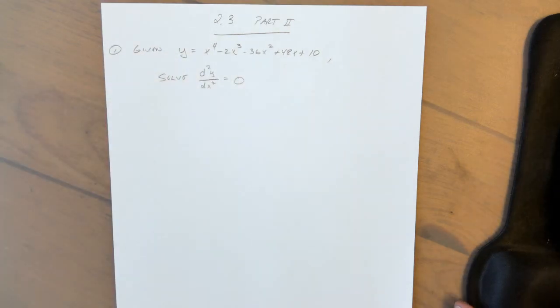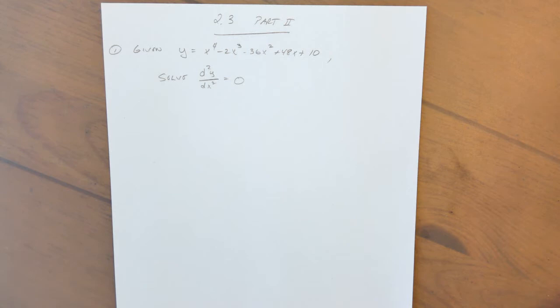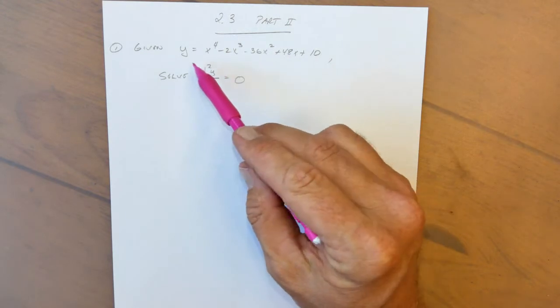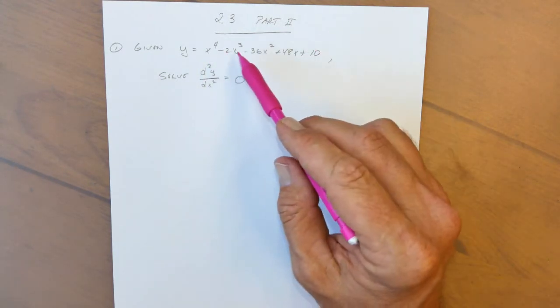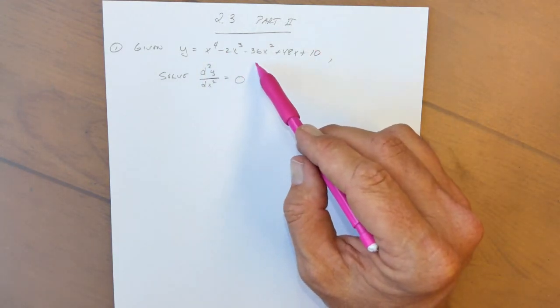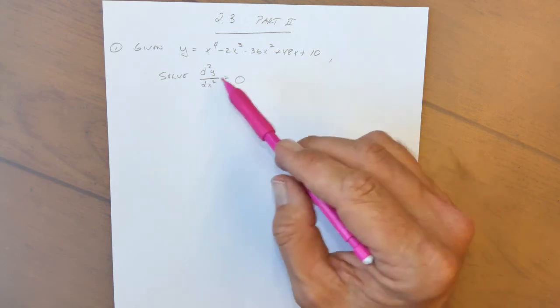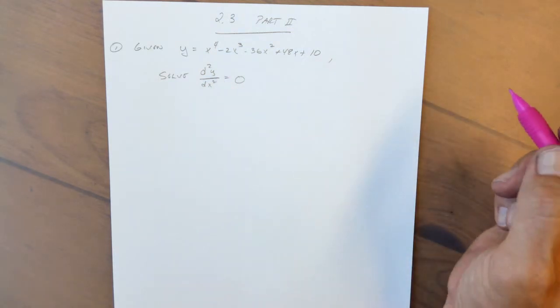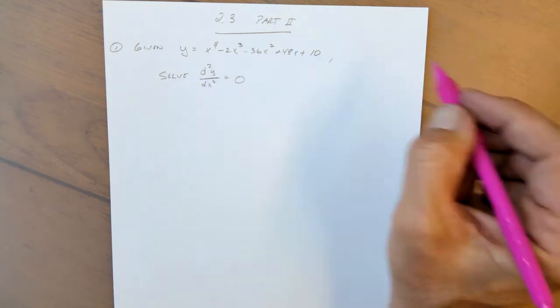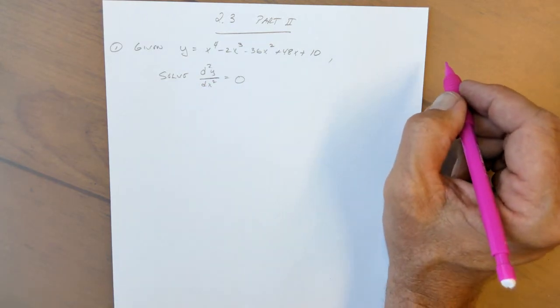Okay, this is the second part of section 2.3. So we're going to look at a couple of problems here. The first is, given this equation y equals x to the fourth minus 2x cubed minus 36x squared plus 48x plus 10, solve this, what we call a differential equation.